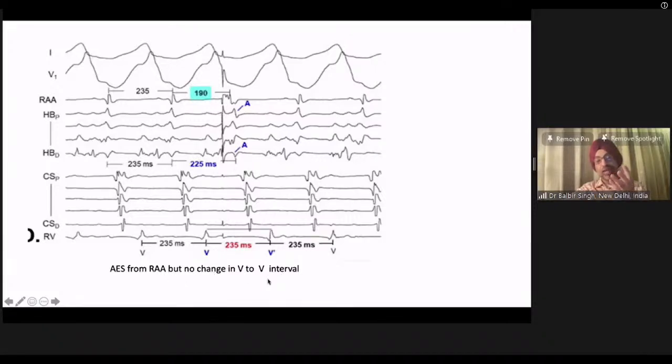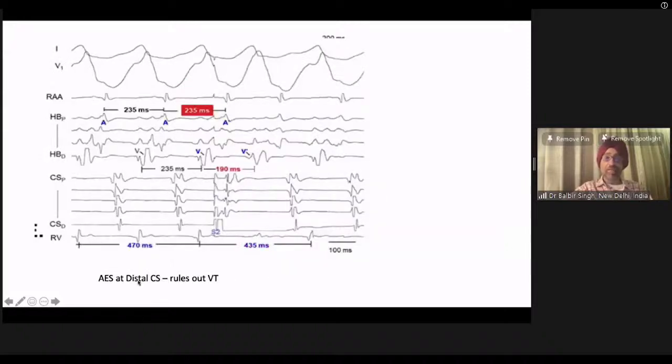So now, as I said, the differential diagnosis is VT or antidromic tachycardia, or one of those which I mentioned. So first thing you want to rule out is a VT. So this does not cause a change in V to V interval. Pacing at the distal CS, which is close to the accessory pathway, changes this relationship clearly, and the V becomes earlier than what it was.